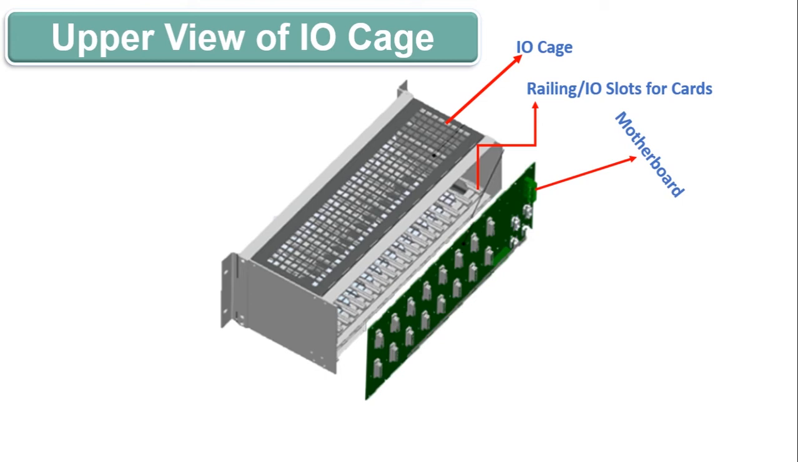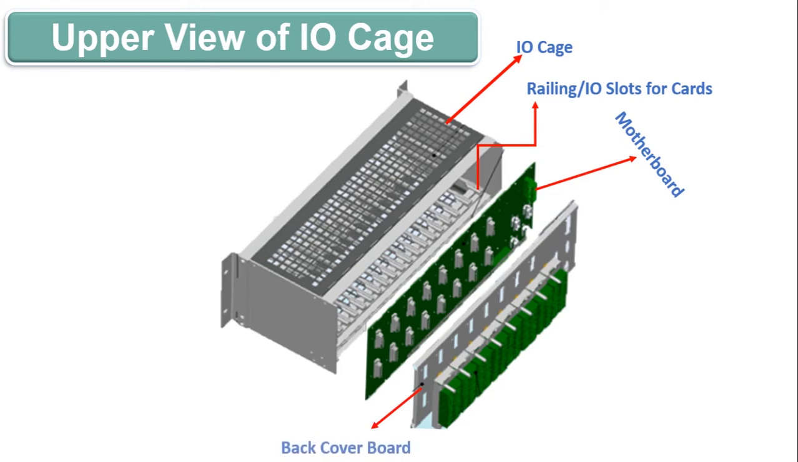be inserted. Along this metal body of IO cage, a motherboard card is also present, which takes care of redundant power distribution and redundant S-bus communication of all the IO modules and controller. After the motherboard, we have a back cover board attached above the motherboard along the metal body of IO cage. Above the back cover board, we have 20-pin Euro socket on which IO signal terminal board can be attached.